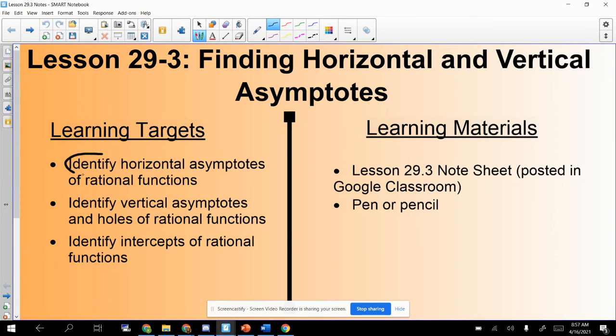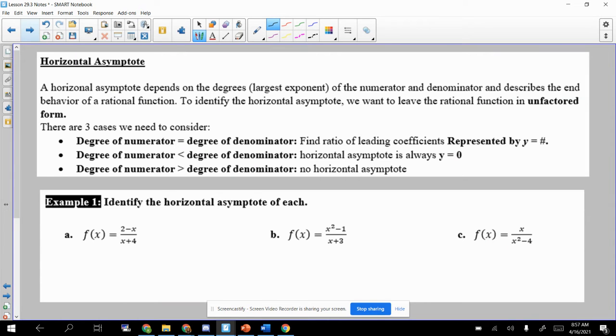We are going to identify horizontal asymptotes of rational functions, identify vertical asymptotes and holes of rational functions, which we did in class, and then identify intercepts of rational functions. So here we go. First thing, we did not talk about horizontal asymptotes. So those are going to run left and right.